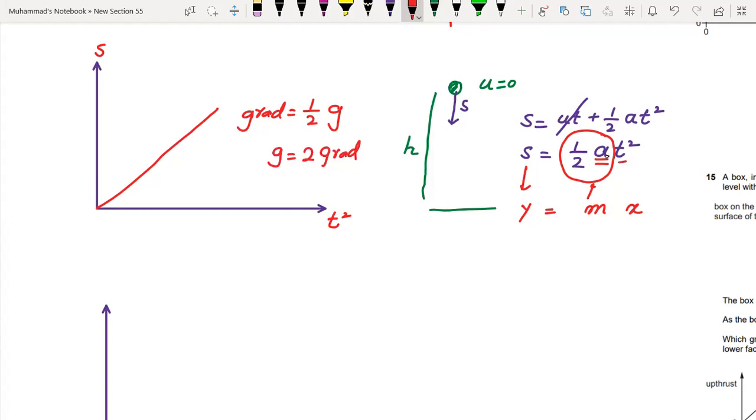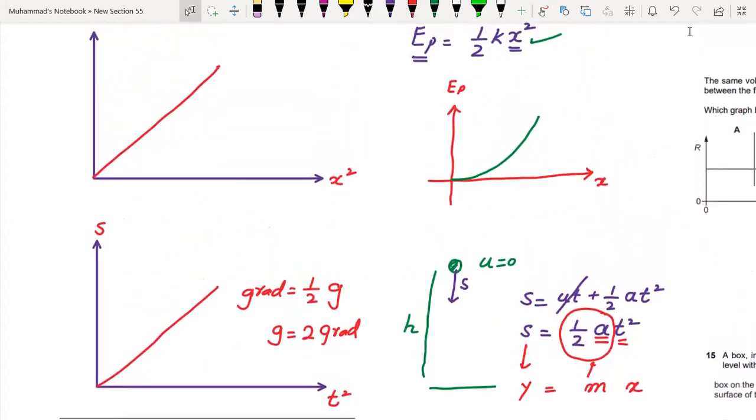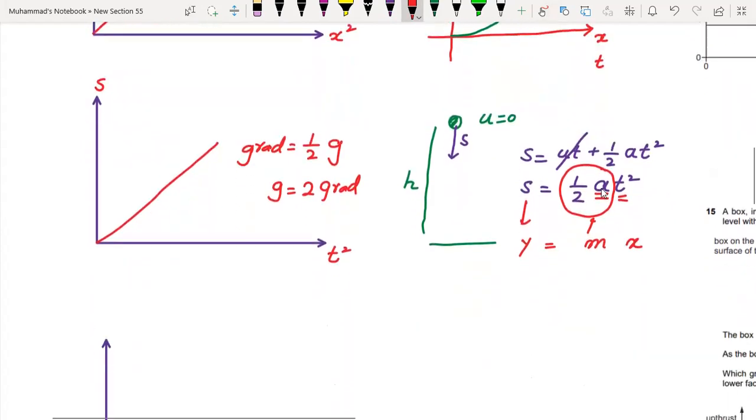But if you have to plot a graph of t versus s, then this will not be a straight line, and it will be in this form. So the graph of t, if you plot t over here and distance s over here, your graph will look like this. Okay, so this is a very important situation where you have to identify a graph of a quadratic function.